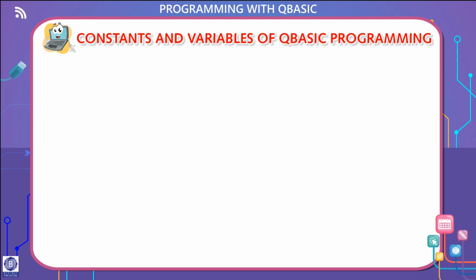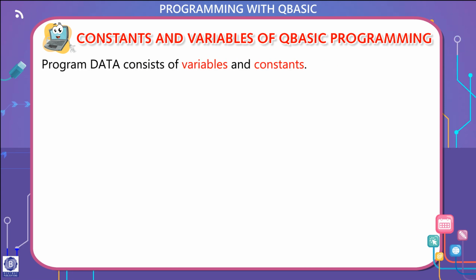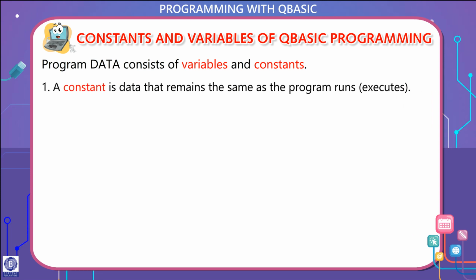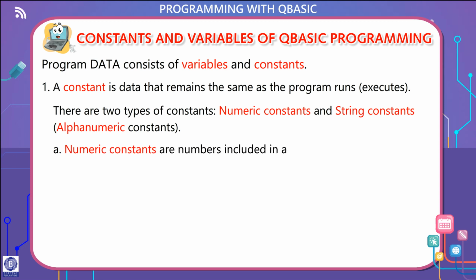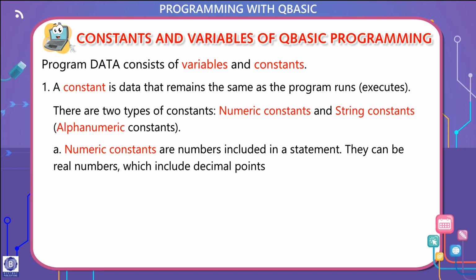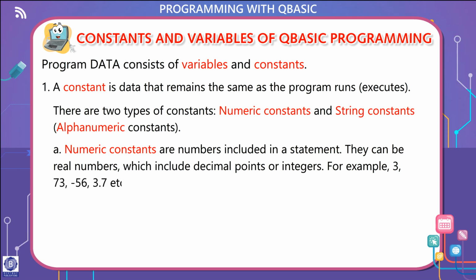Constants and variables of QBasic programming. Program data consists of variables and constants. A constant is data that remains the same as the program runs or executes. There are two types of constants: numeric constants and string constants. A. Numeric constants are numbers included in a statement. They can be real numbers, which include decimal points, or integers. For example, 3, 73, minus 56, 3.7, etc.